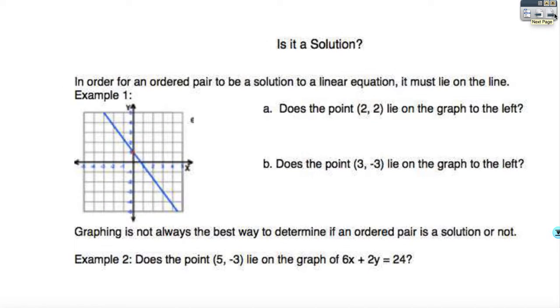Looking at the right side of that page, this talks about, is it a solution? If something is a solution to a linear equation, then it has to be on the line that's graphed by that linear equation. So if it asks you for a particular point, you're going to see if that point is on top of that line. In part A, it says, does the point (2, 2) lie on the graph to the left? So I'm going to find the point (2, 2): over 2 on the x-axis, up 2 on the y-axis. That point is not on the blue line, so no, (2, 2) is not a solution.